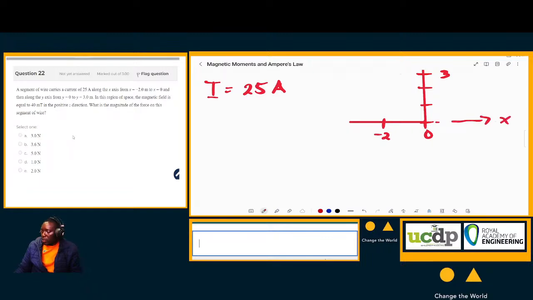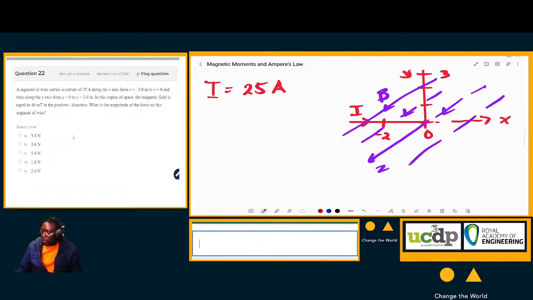So that's x and y. The current is 25 amps, so we've got I flowing like that. And in this region of space, the magnetic field is equal to 40 millitesla. We have our field in the positive z direction. So if we have z, let's say like that, then the field B is in that same direction, parallel to z.